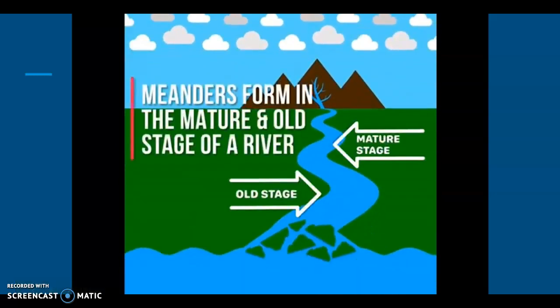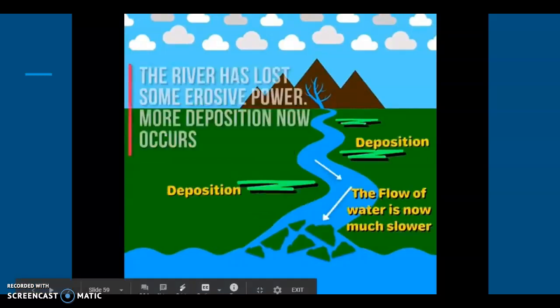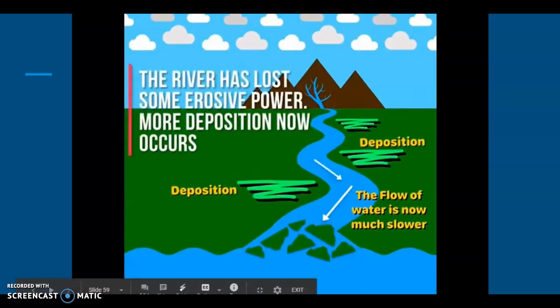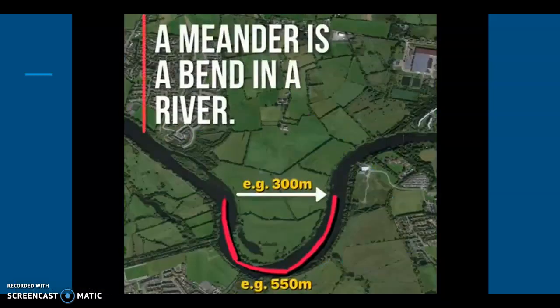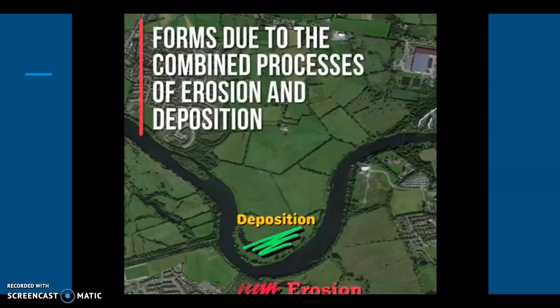Meanders form in the mature and old stage of a river. The river has lost some of its erosive power and more deposition now occurs. A meander is a bend in a river which forms due to the combined processes of erosion and deposition.